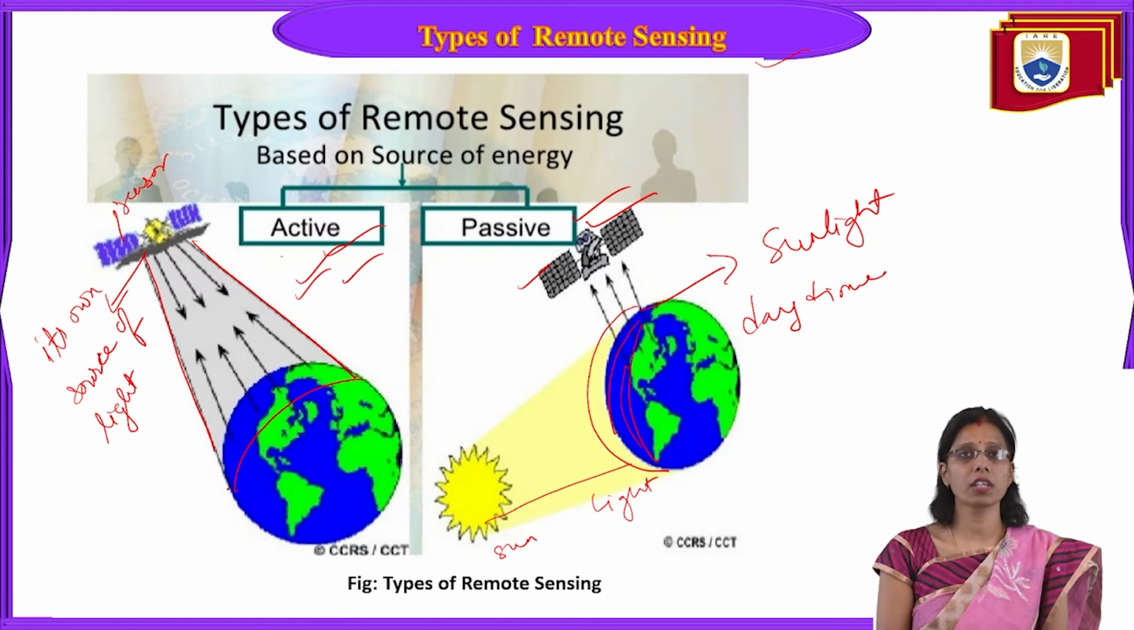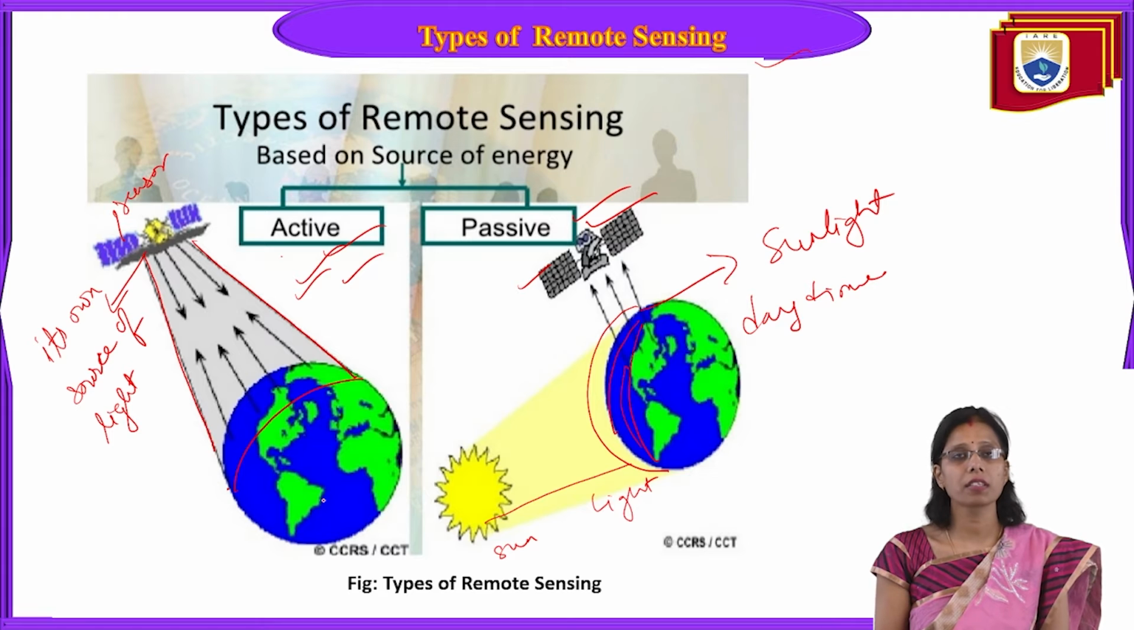Whenever the light is available, passive remote sensing is possible. For active remote sensing, there is no requirement of sunlight. It has its own source of light and it gives it to the earth surface, and wherever the area is to be captured, it will capture.